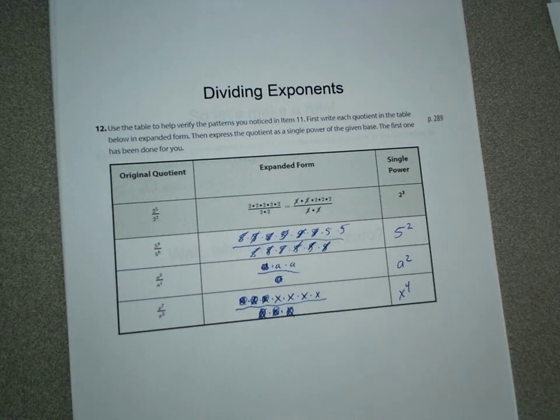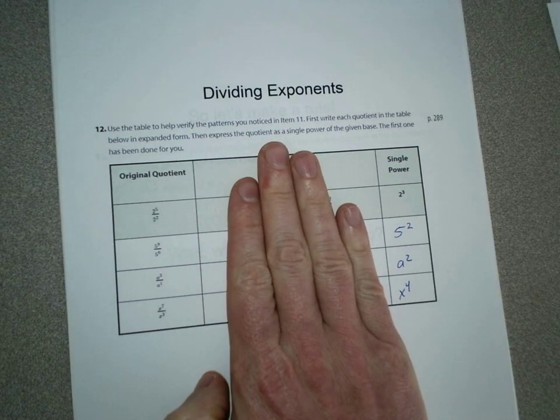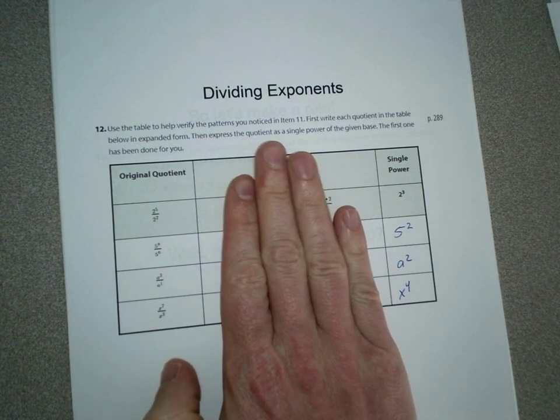So we have x to the 4th power, x to the 4th power. And again, just like with the multiplication, ignore this expanded form. This is the math of what's happening. But is there something going on that's kind of obvious?